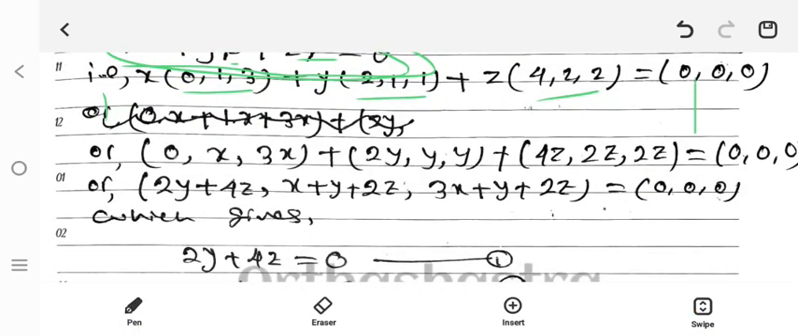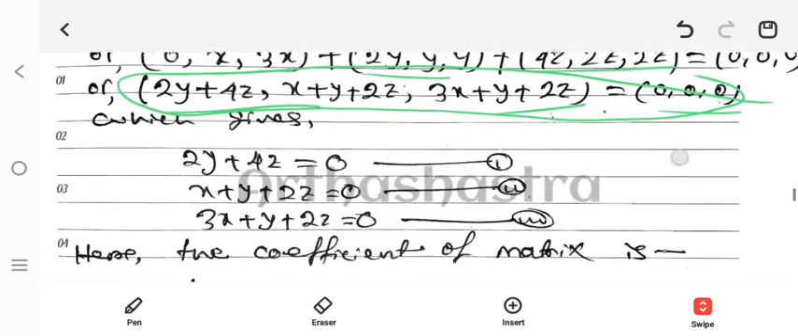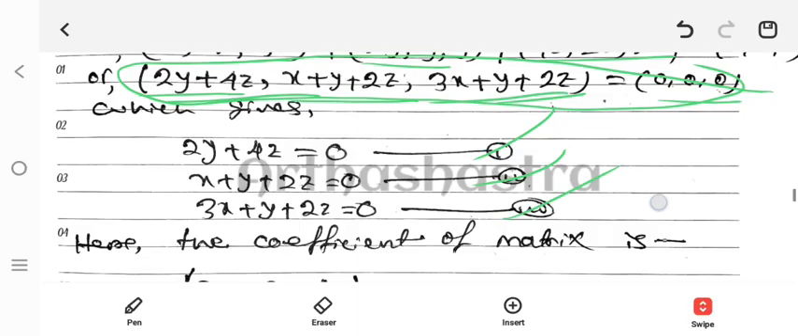And the vector multiplication: x with 0 is 0, x with 1 is x, and x with 3 is 3x. From this line we can write that 2y plus 4z is equal to 0. This is the first equation. x plus y plus 2z is also 0. This is the second equation. 3x plus y plus 2z is equal to 0. And this is our third equation.